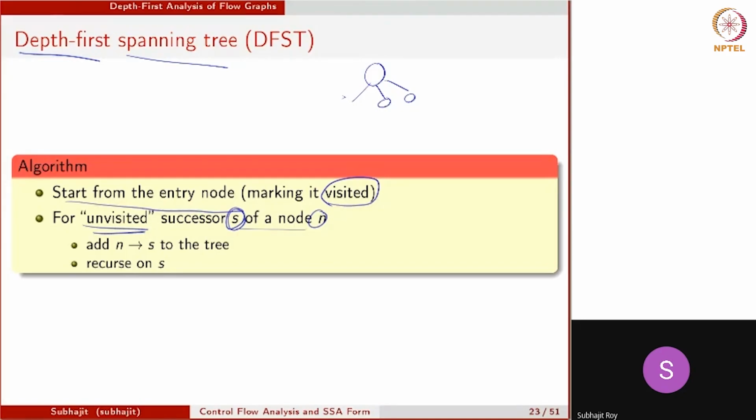Then whenever you visit any such successor, you add that successor to the edge, to the tree, and then recurse on this edge. Again, you look at this, again you find out its successors, find out which are visited, which are not visited. Whatever are not visited, you add those edges to the tree. Whatever is visited, you leave it out. Again, you recurse on this. Again, you recurse on this. Again, you just find out what are the different successors, what are visited, what are not visited. Again, whatever are not visited, you mark them into that, and you do it in a depth-first manner, right?